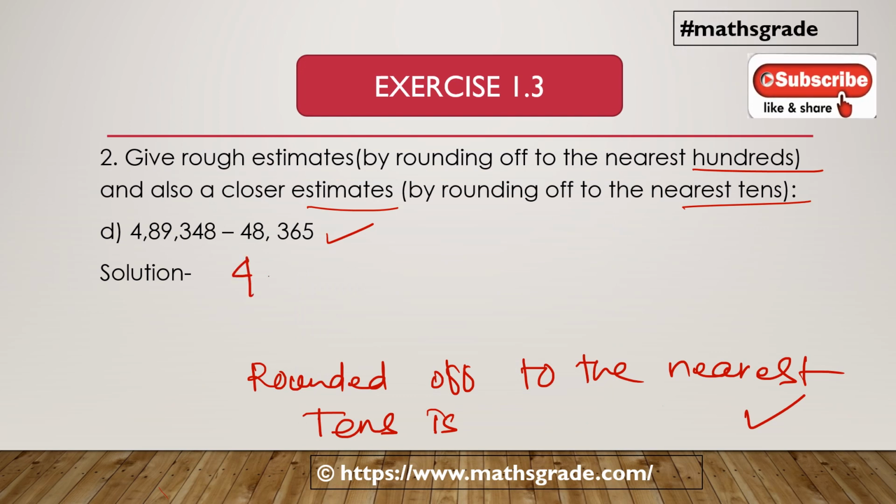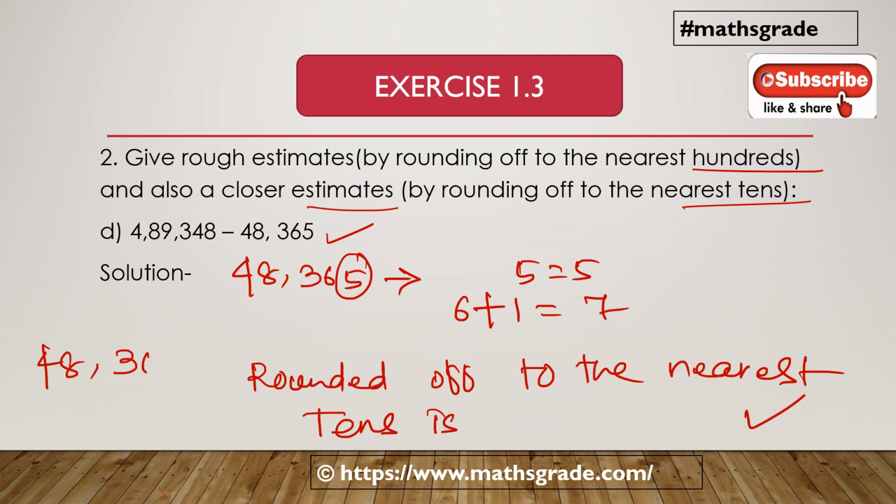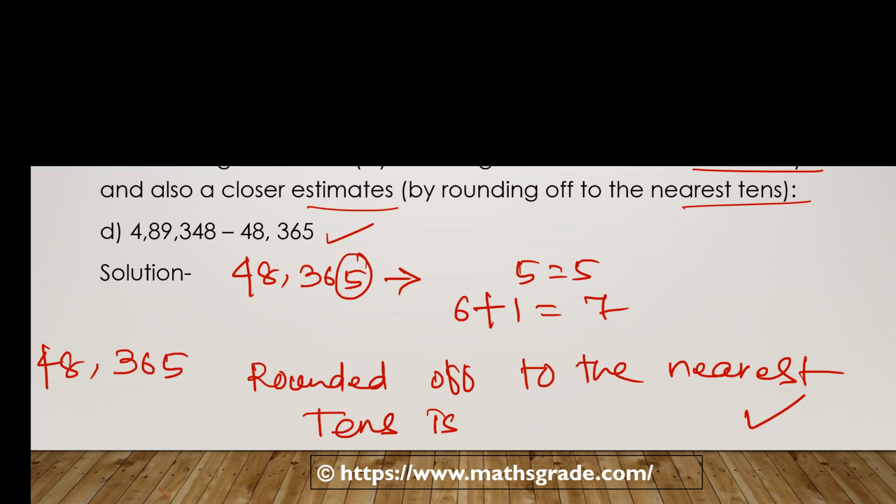Now 48,365 rounded off to the nearest 10. In 48,365 the unit place digit is 5. 5 is equal to 5. So just add 1 to the tens place digit, that is 6 plus 1 is 7, and write down 0 in the unit place digit. So 5 changes to 0. So 48,365 rounded off to the nearest 10 will be 48,370.